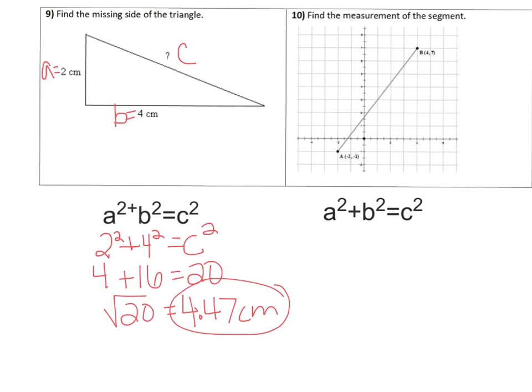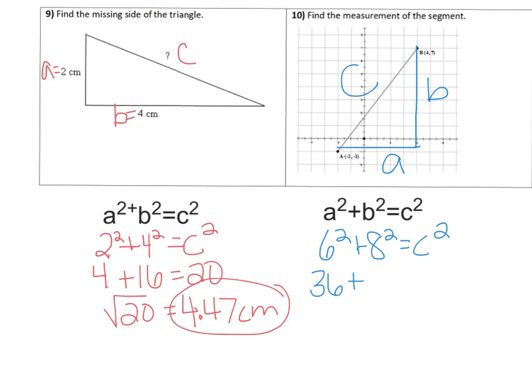Number 10, find the measurement of the segment. Same thing, we are looking for the hypotenuse of the right triangle that's on the grid. A, again, is the shortest side. B is the medium. C is the longest, so we are looking for C again. A is equal to 6, plus 8 squared equals C squared. 6 squared is 36 plus 64 equals 100. And the square root of 100 equals 10. So 10 units.